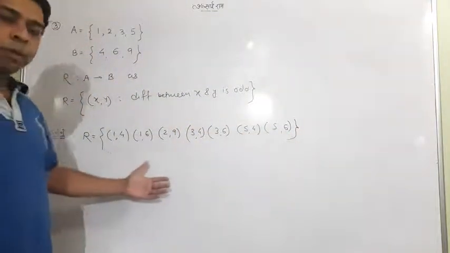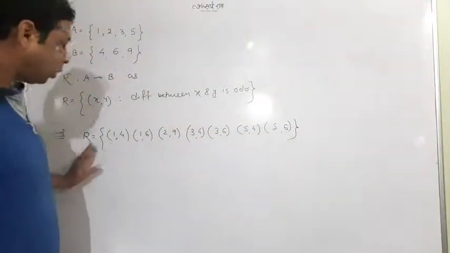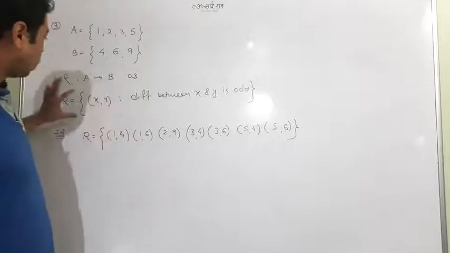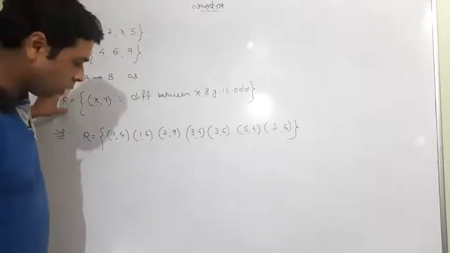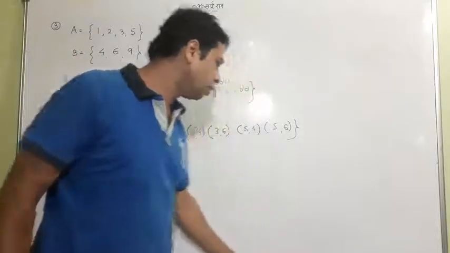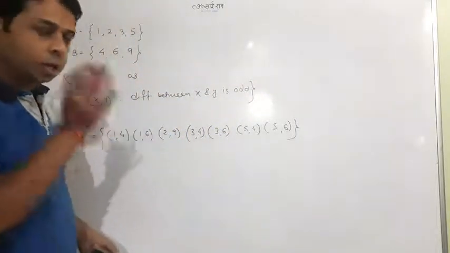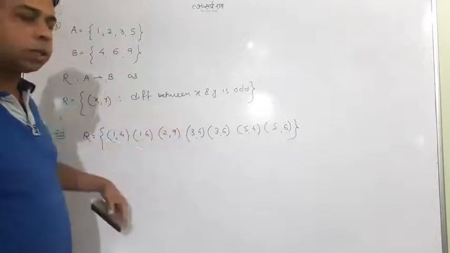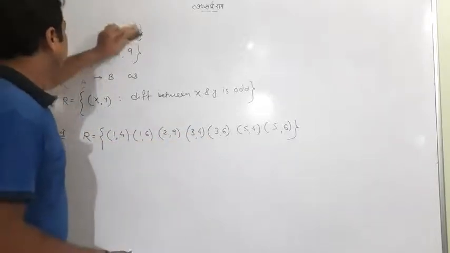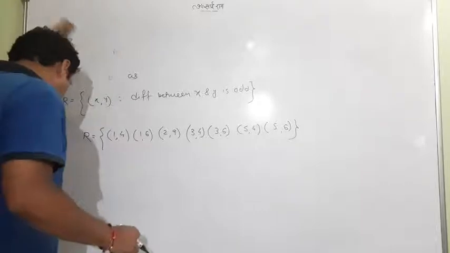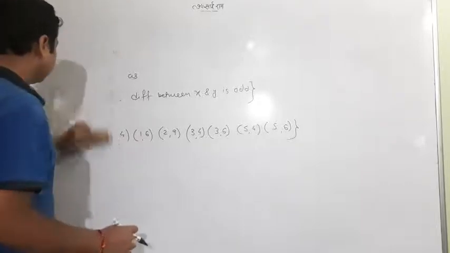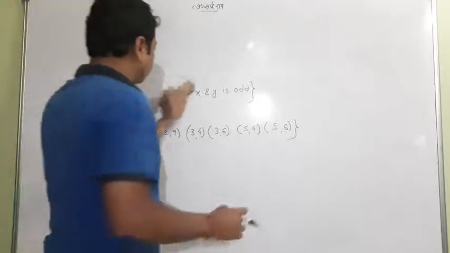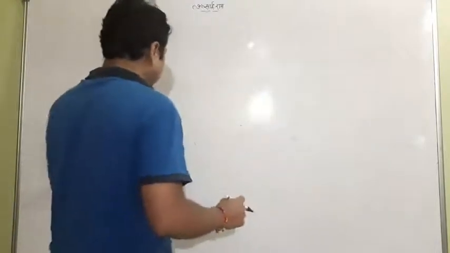Whatever you are looking at is actually the roster form of the relation, written from the set builder form. I think I need not tell you more than this, because the terminology is very easy and the answer is also very easy. Okay, let me wrap it up. Now I go with question number 4. Look at question number 4 in the book also. You also please see.